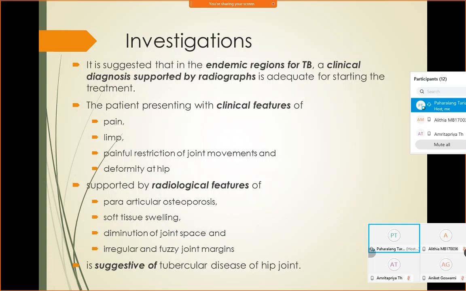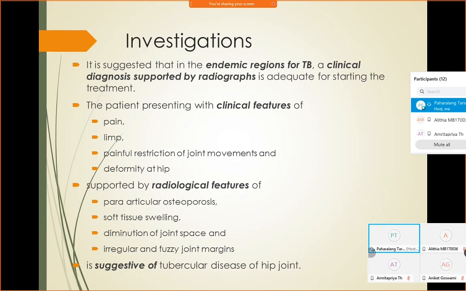So how will you go about investigating such a case? So when such a patient comes with this complaint in an endemic area, we always jump to a conclusion that most likely our job is to rule out tuberculosis. Okay, so as I mentioned earlier, in endemic areas they say that you can easily diagnose it just by clinical examination supported by simple radiographs.